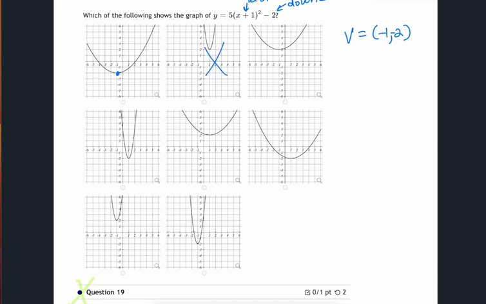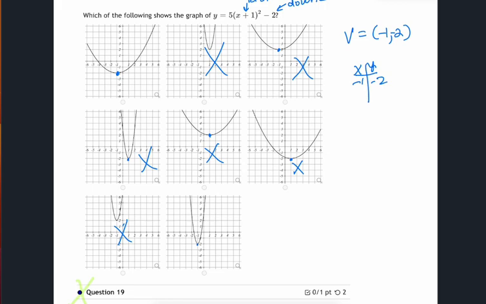This one is not. That one is not. That vertex is not in the right spot. Not in the right spot. So we only really have 2 where the vertex is in the correct -1, -2 location. Okay, so the first thing, always find the vertex. Now, the vertex happens at -1, -2.